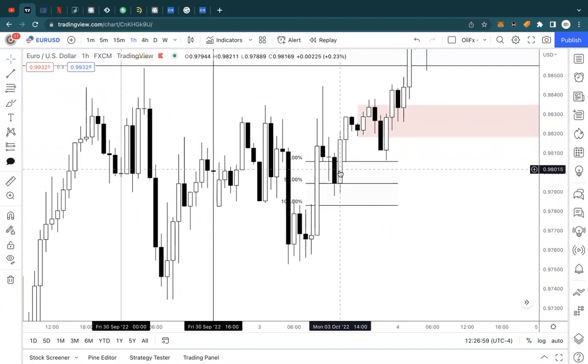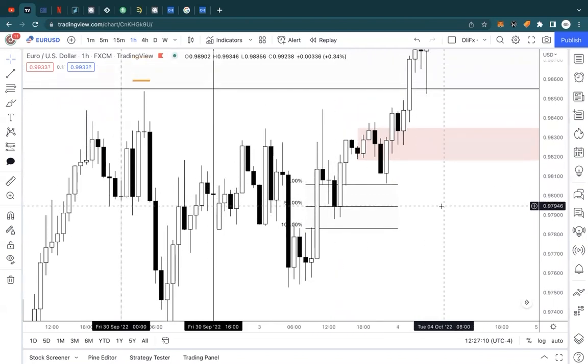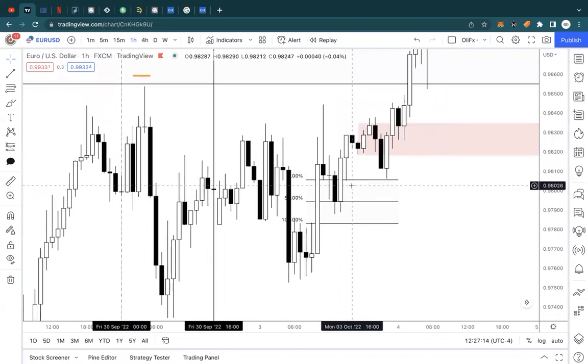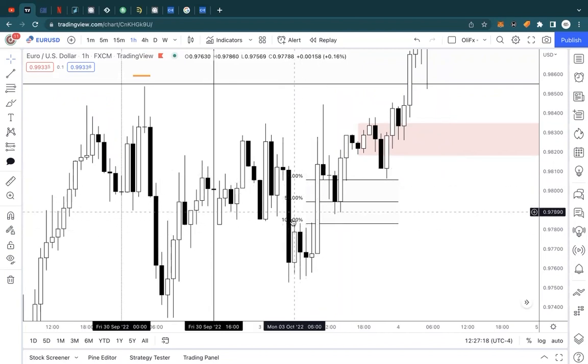So when we leave the imbalance in here, you can see the high of the imbalance was still very important. So you could take a trade like that if you want to, if you're more of a conservative trader. So what we're looking for is two imbalances next to each other, just like this. So you guys now know how to find imbalances.